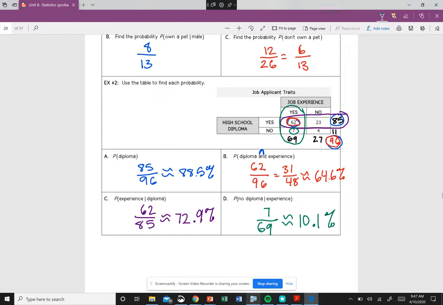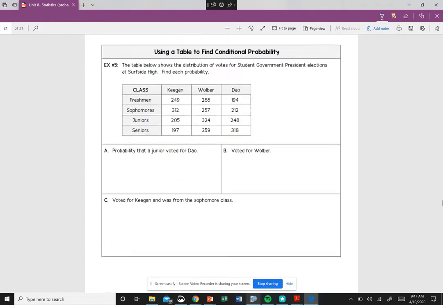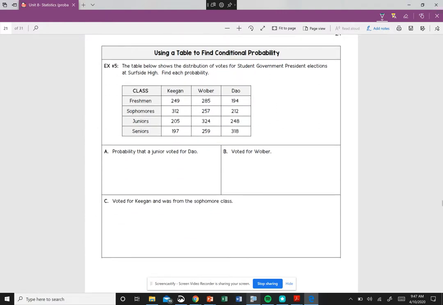All right. Any questions so far? Hopefully you're doing okay. Hopefully it's easier than you thought. These are all hopes. Okay, using a table to find conditional probability. So on this table, it shows the distribution of votes for student government president elections. So the first thing I'm going to do on this is add up my totals.